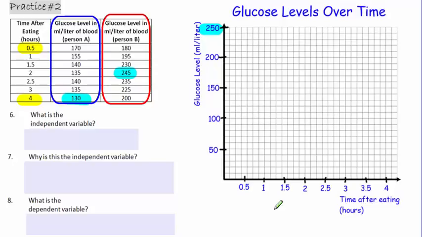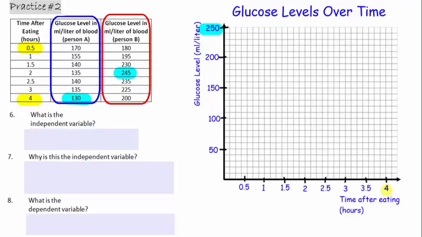You want to fill it up as much as possible. All right, don't forget to include your labels, time after eating, and glucose levels. So time is in hours, the glucose levels are in milliliters per liter of blood. Okay, so milliliters of glucose per liter of blood. All right. So again, you're answering the questions independent variable versus dependent variable.